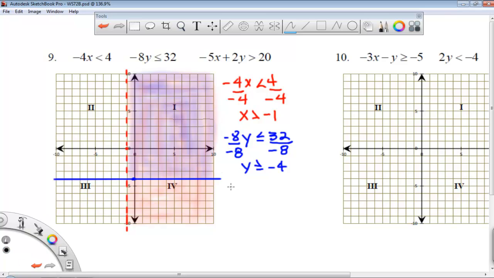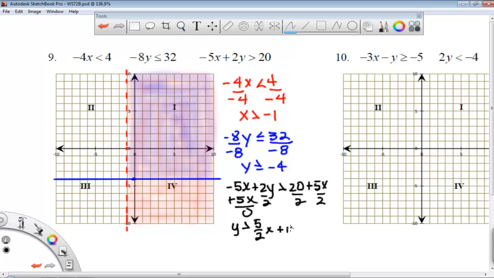So this one will go through both axes because it has both the x and y variable. So we're going to add 5x to each side. That goes to 0, then we divide by 2. So then I have y is greater than 5 over 2 x plus 10. So this should be a positive slope. We start up here at 10.